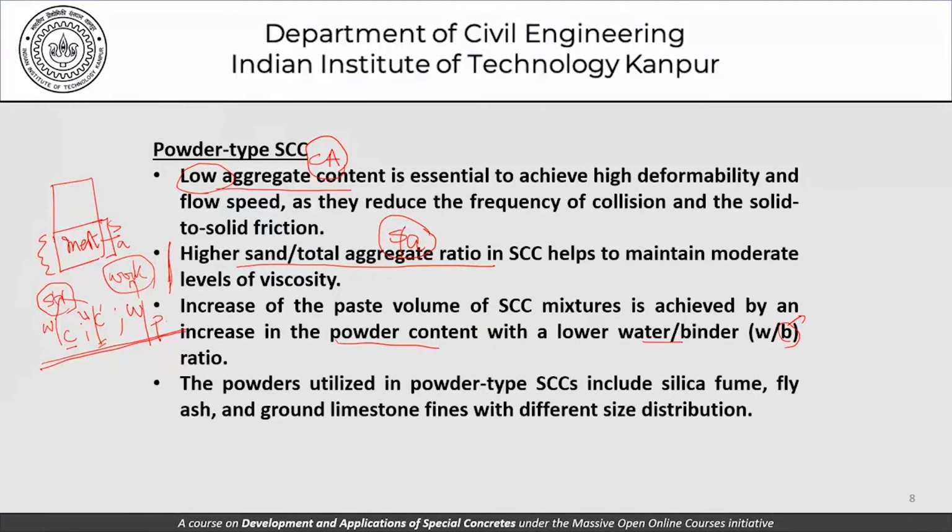The powders utilized in the powder type SCC include silica fume, fly ash, ground limestone fines with different size distributions. Of course, we should also remember that the sand, that is fine aggregate, also has a certain amount of fines. And as far as self-compacting concretes are concerned, as we shall see later, the fines from here also are considered as part of the paste, as we will see in subsequent slides.